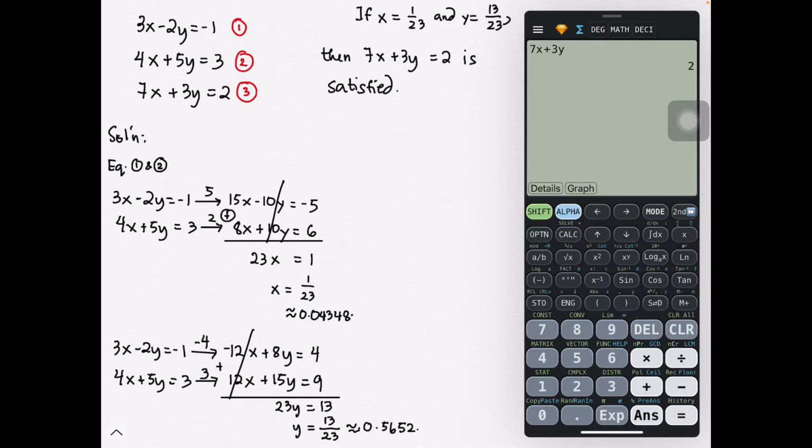That is, with x equals 1 over 23 and y equals 13 over 23, the 3rd equation 7x plus 3y is actually being satisfied, that would be equal to 2. Thus, a solution exists for these 3 equations or for the given linear system. That would be the point 1/23 and 13/23.